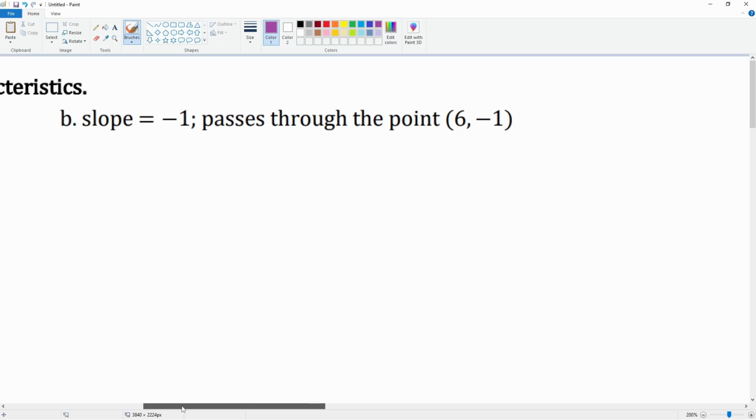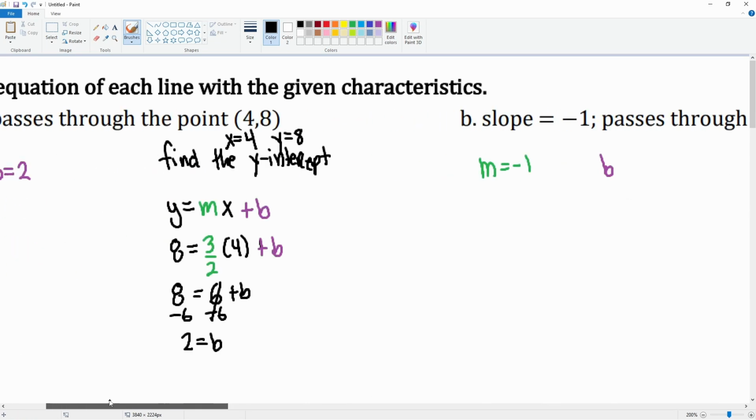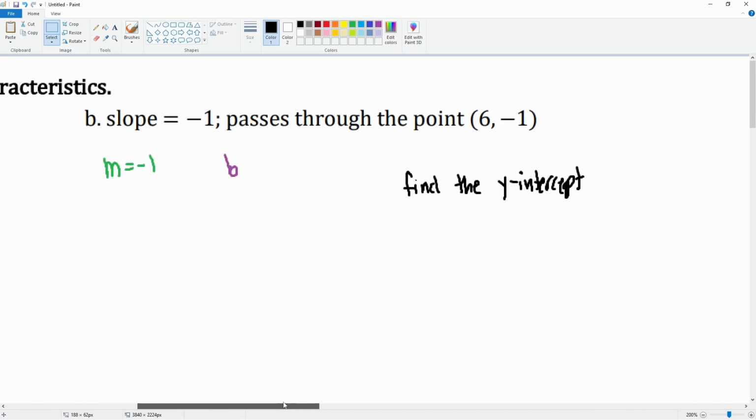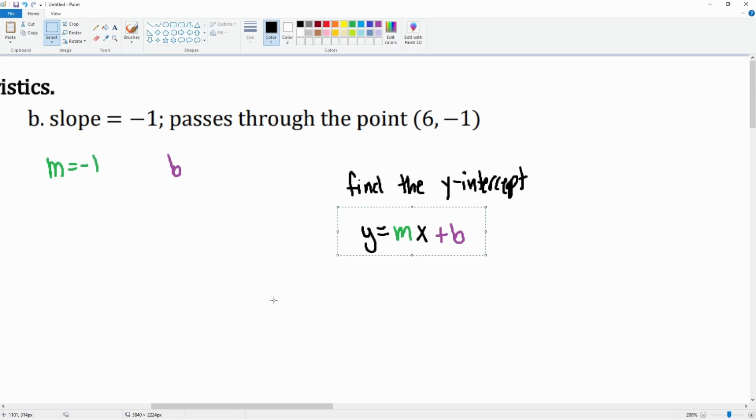All right, b, same thing here. We have the slope. The slope here is m is equal to -1. Do we have the y-intercept? No. So we have to find the y-intercept. All right, we have an equation here that we can grab to follow right here. Y equals mx plus b. So let's use that. We have m, we just need to know x and y. X is right here, this point, which is 6. Y is -1. So let's plug it in.